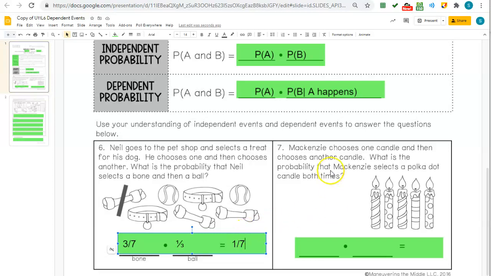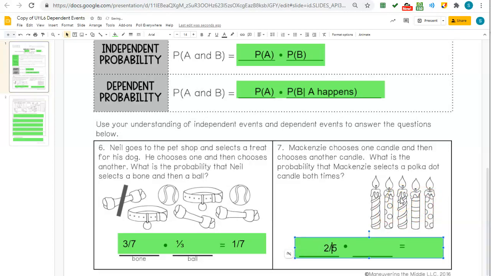Alright, let's go ahead and look at this next one. Mackenzie chooses one candle and then chooses another candle. What is the probability that Mackenzie chooses a polka dot candle both times? Well, there are two polka dot candles out of 1, 2, 3, 4, 5, so that's 2 out of 5.